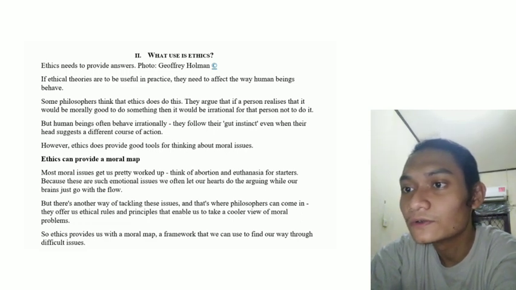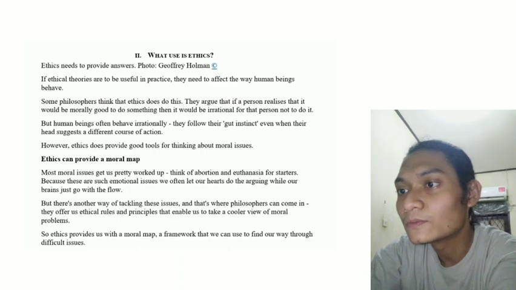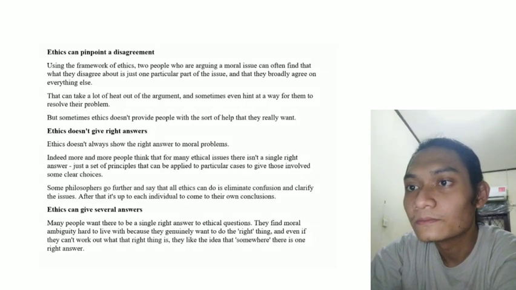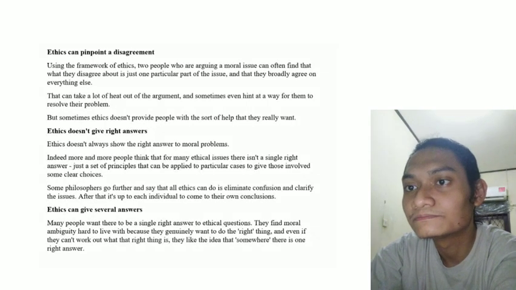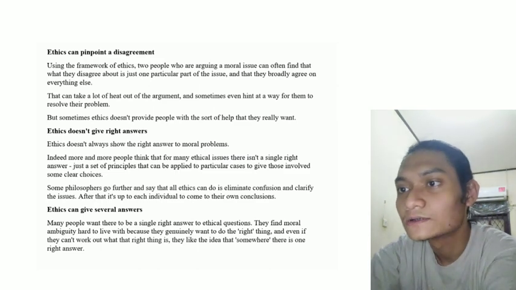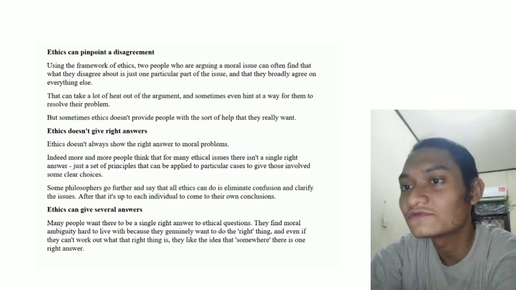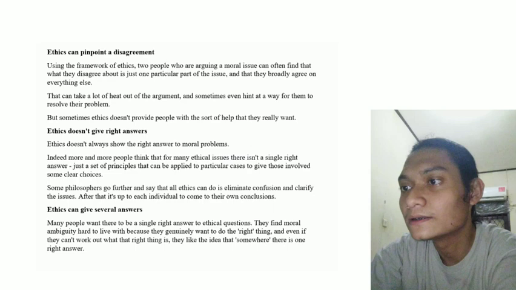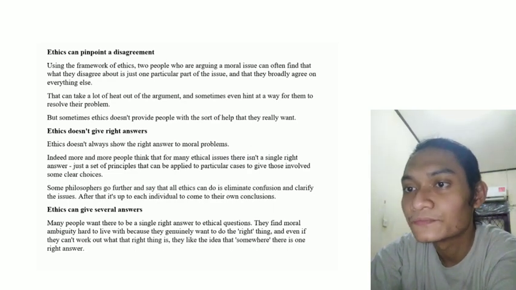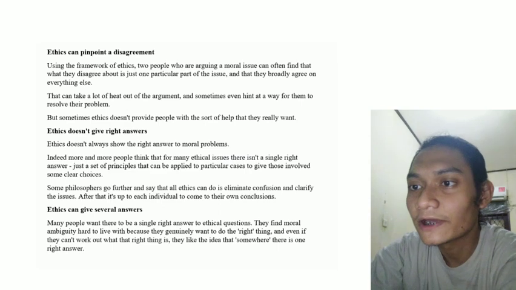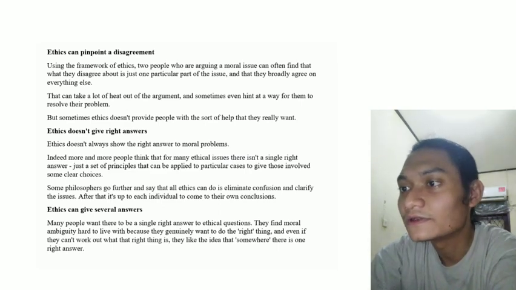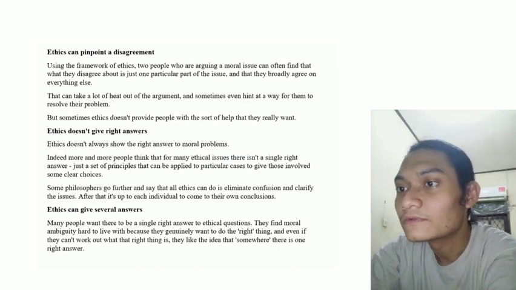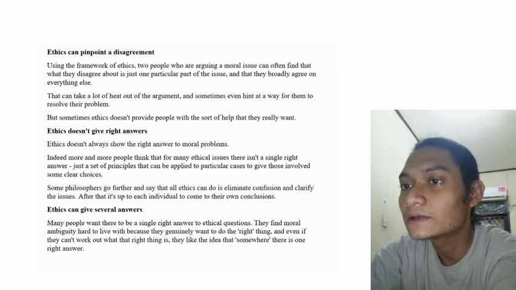So ethics provides you with a moral map, a framework that we can use to find our way through difficult issues. Ethics can pinpoint a disagreement. Using the framework of ethics, two people who are arguing about moral issues can often find that what they disagree about is one particular part of the issue and that they broadly agree on everything else. That can take a lot of the heat out of the argument and sometimes even find a way for them to resolve their problems. But sometimes ethics doesn't provide people with the sort of help they really want.